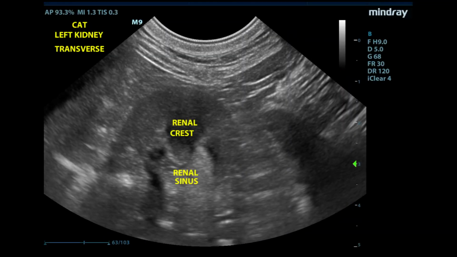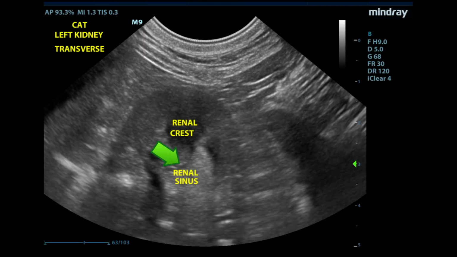The renal crest is an extension of the medulla and best seen from a lateral transverse transducer position. The renal crest is lateral to the renal sinus and has multiple openings to allow urine from collecting tubules of the kidneys to drain into the renal pelvis.